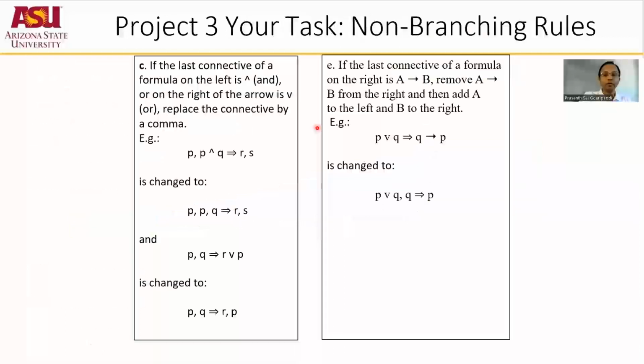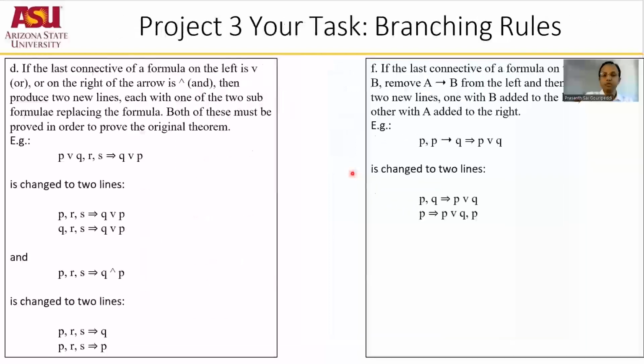Again, a quick review of the rules before you go into doing this project. The non-branching rules that you need to implement: one is the conjunction in the head or the premise, the second is disjunction in the conclusion, and the third is an implication in the conclusion. The branching rules: the first is if you have a disjunction, or an or, in the premise; the second is an and in the conclusion; and the third is having an implication in the premise or the head.